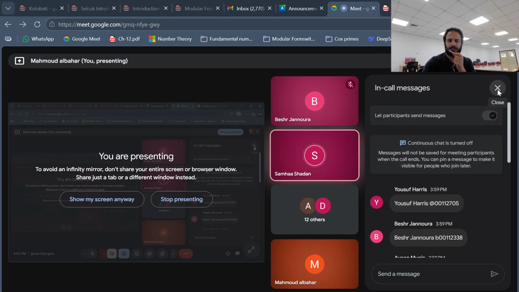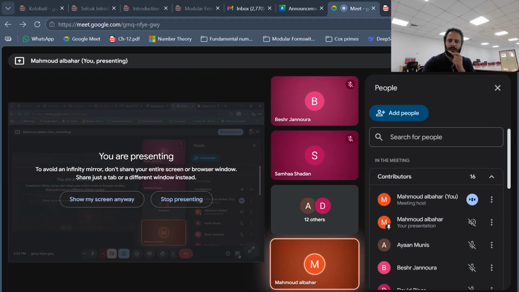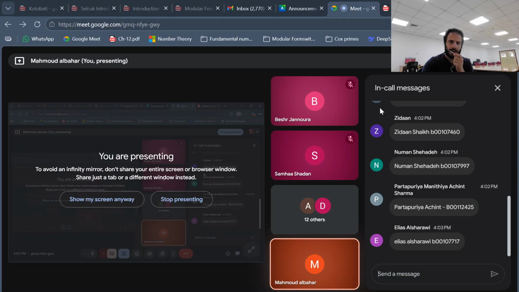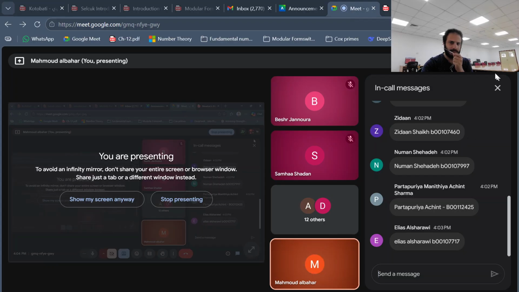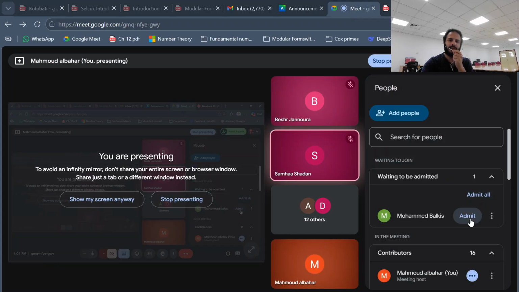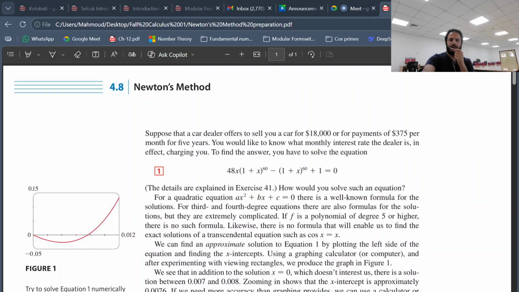Now we'll explain Newton's method. Again, remember to watch these videos, part 1 and part 2. Now let's start with Newton's method. Newton's method is a good method to solve equations.